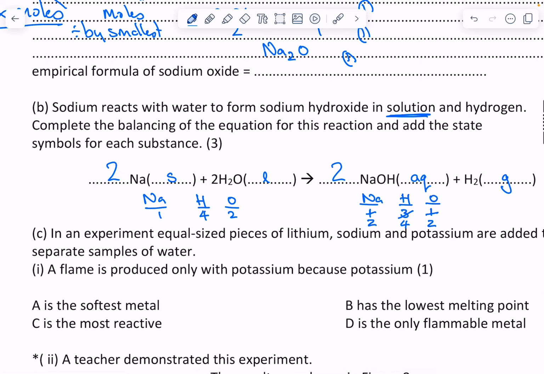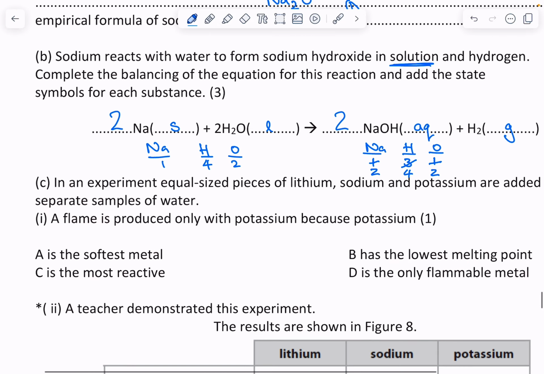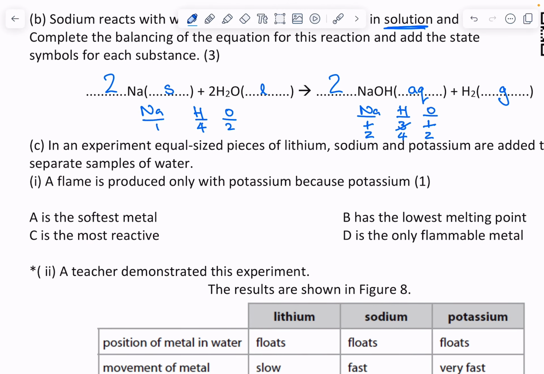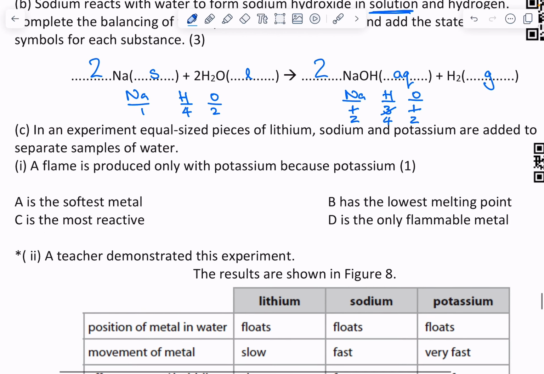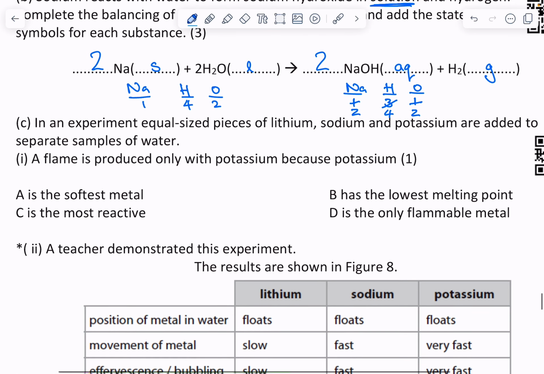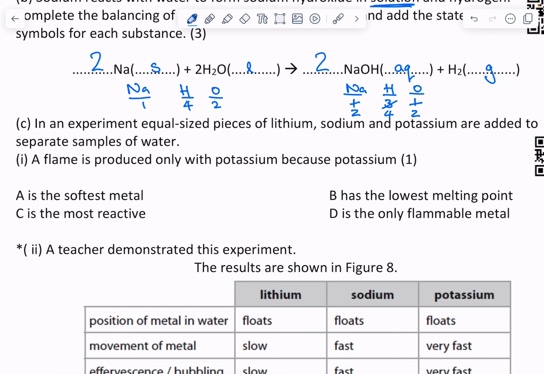In this next part, it says we've got equal sizes of the metals lithium, sodium, potassium added, and a flame is produced with the potassium. What's the reason why? So it's not because it's the softest, that's rubbish. It has the lowest melting point, not because of that. It's the only flammable metal, not because of that. This is the most reactive in that bunch, and it's producing hydrogen, and it is also able to ignite it because it is more reactive.